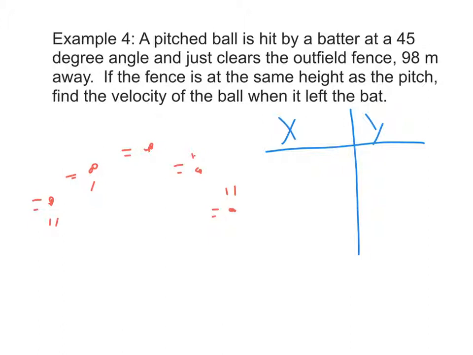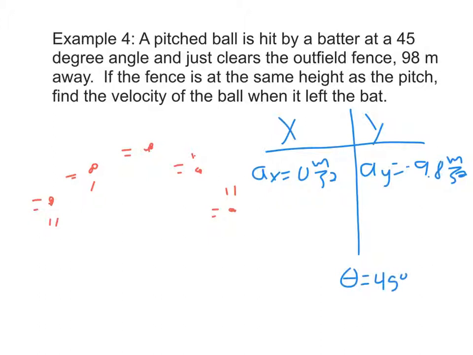we know that the acceleration in the x is 0 meters per second squared. We know that the acceleration in the y is negative 9.8 meters per second squared. It tells us that the angle is 45 degrees. I'm just going to put that in the middle. So theta equals 45 degrees. And that the fence is 98 meters away. So my delta x is 98 meters.